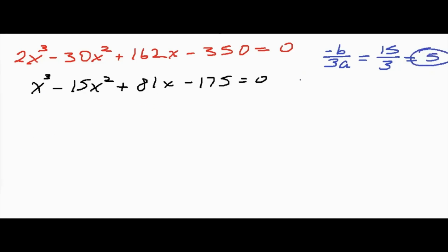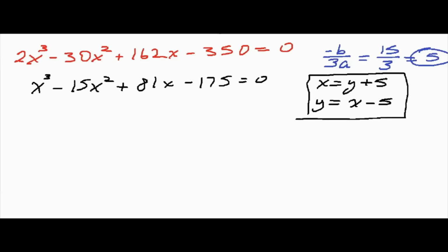So we're going to make a substitution. x is going to equal y plus 5. And then when we're done, we're going to have to back substitute, and that's going to involve the fact that y is going to equal x minus 5. So these are our substitutions. Okay, so we have to put y plus 5 everywhere.